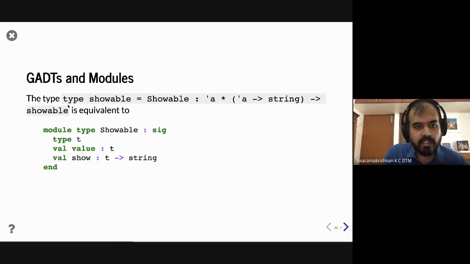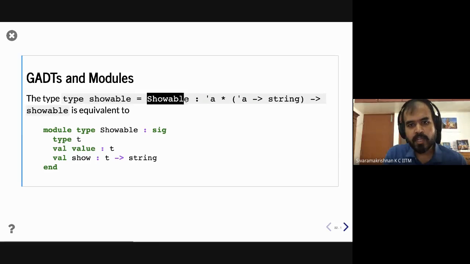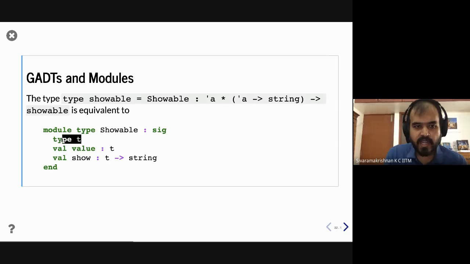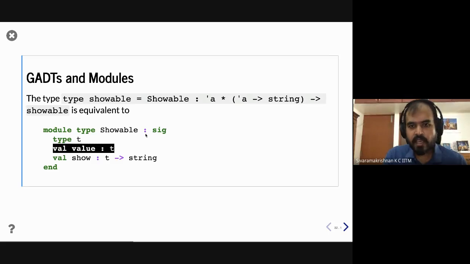But in particular, this type that we define now, type showable, is equal to showable constructor, which takes a value and this function to show. That is the same as this module type showable that has this abstract type T, right? This value is of that type T. That's this first component of the pair. And it has a show function that given this T returns a string. So given this alpha returns a string.